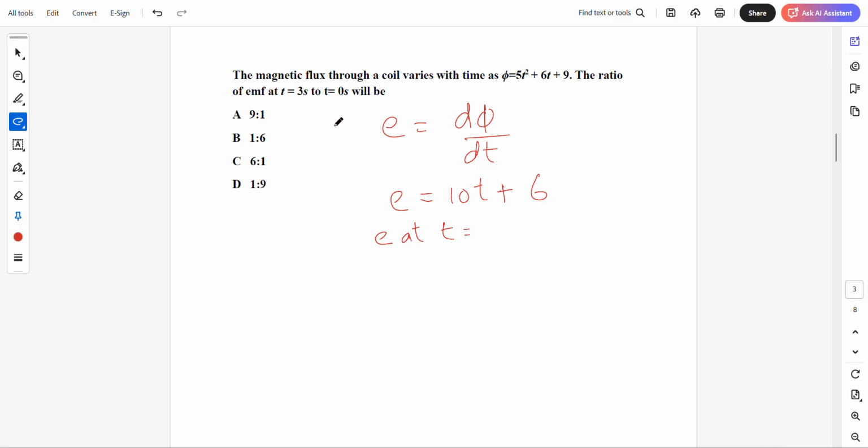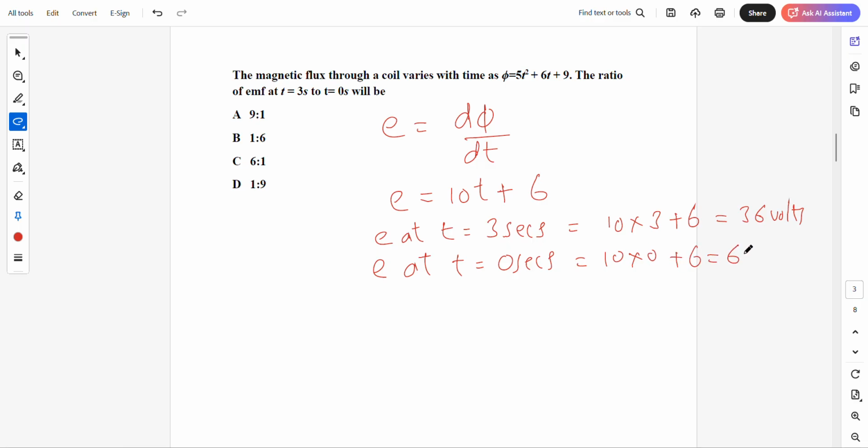E at t is equal to 3 seconds is equal to 10 into 3 plus 6, which is 36 volts, right? And E at t is equal to 0 seconds: 10 into 0 plus 6 gives 6 volts, right? What you have to calculate?